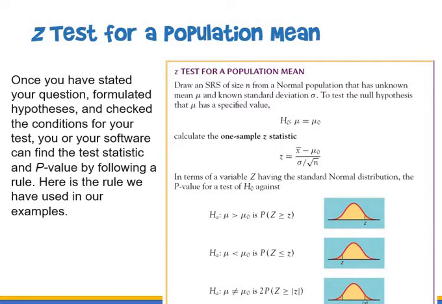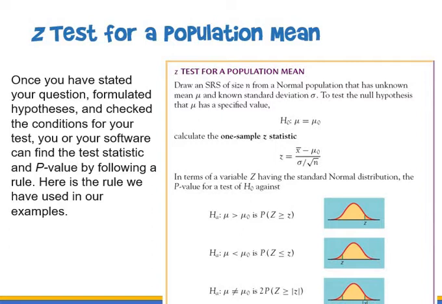What they are is the probability that you would have gotten this test statistic or something as extreme as this test statistic, less than or greater than or not equal to. So it's a one-sided or a two-sided test. And the p-value is the probability that that occurs.